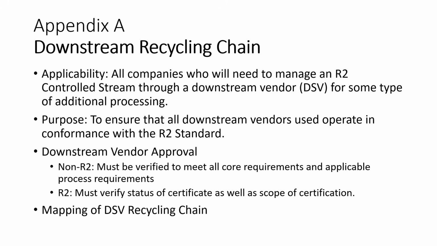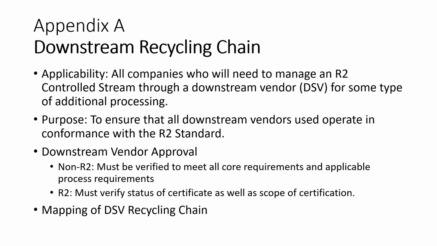So approving a non-R2 downstream vendor is doable, but often challenging and time consuming because we would have to independently verify their conformance with all core requirements as well as all applicable process requirements. So again, it is doable, but will take some extra work.